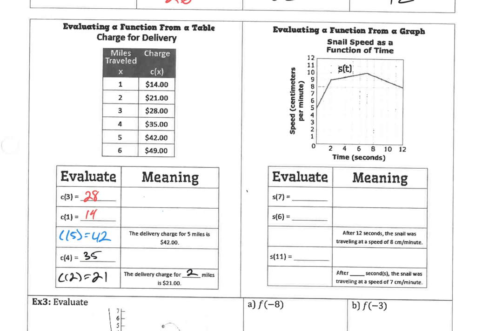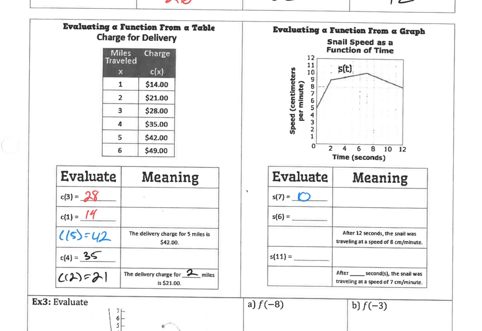For our first example, I have s of 7. Now, this notation always gives me my x values or my domain values. So I'm going to go over to 7 on my graph, and I'm going to go up, and we're doing our best to estimate this, and it looks like it's going to be 10. So then for that s of 7, I would put that it is equal to 10.